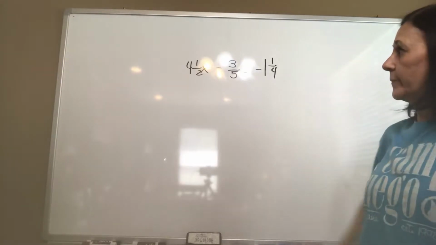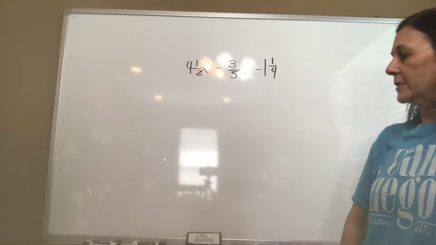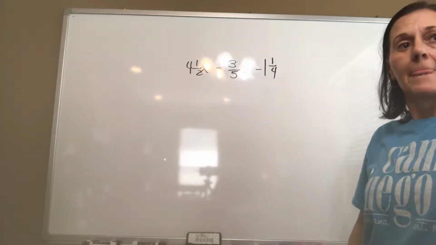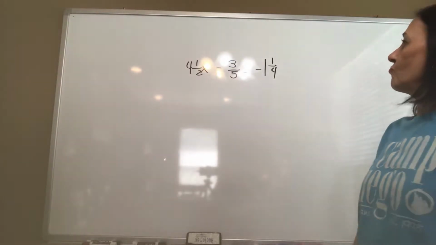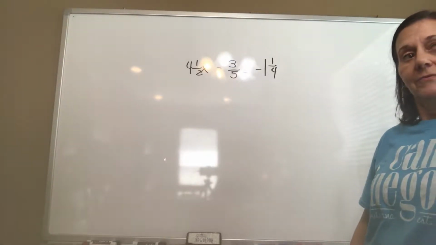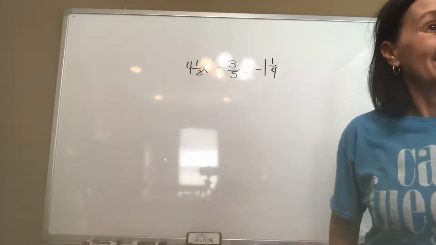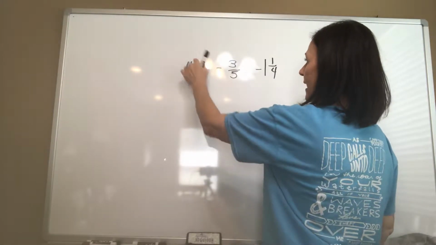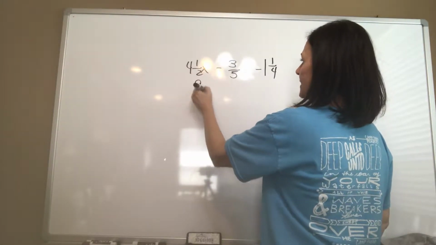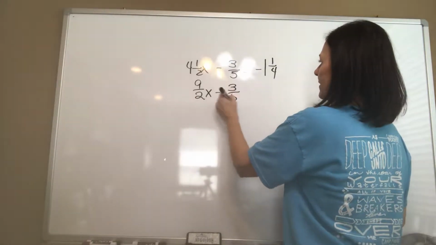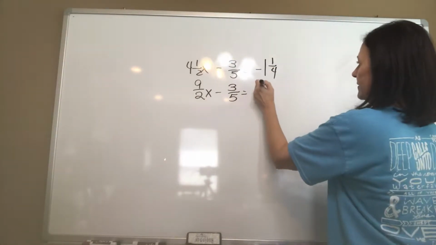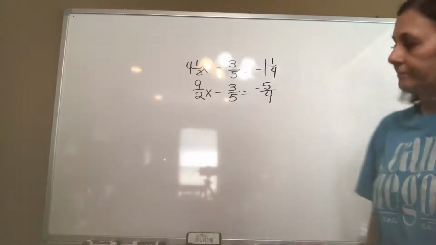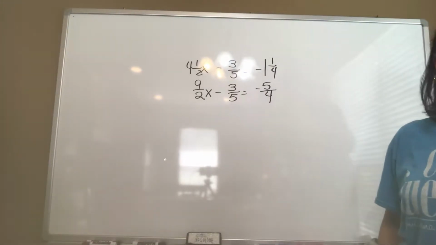I teach this from the beginning of the year so that there doesn't have to be a change. But what's the first step to solving this equation? Make the same denominator. No. Make them not mixed numbers. Correct. Improper fractions. So let's make everything an improper fraction. So 4 times 2 is 8 and 1 is 9/2 x minus 3/5. That's negative 5/4. So first step, mixed numbers. Not mixed numbers, improper fractions.